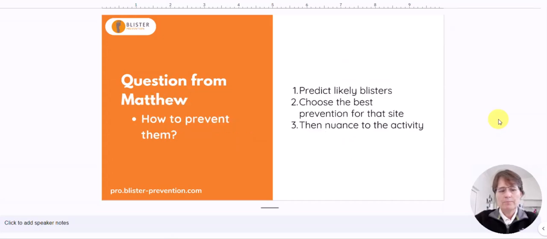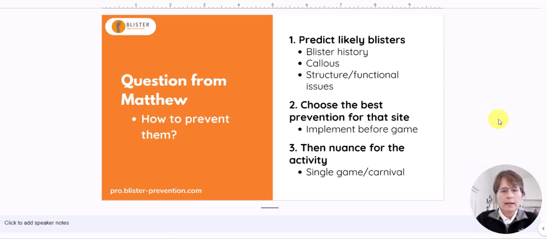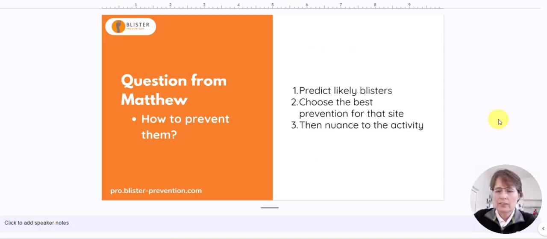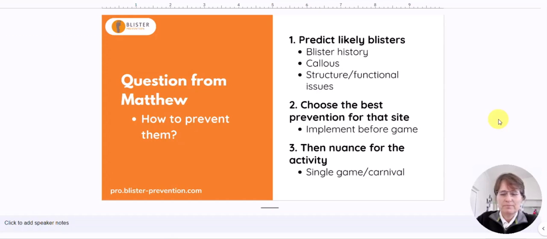Hope that helps, Nick. Matthew asks how to prevent them. Well, we've gone through that with the chart and what we've just spoken about. So it's basically predict your likely blisters, choose the best prevention for that site, and nuance it for the activity. I think it's fair that we've done that one, Matthew. Let me know if not.